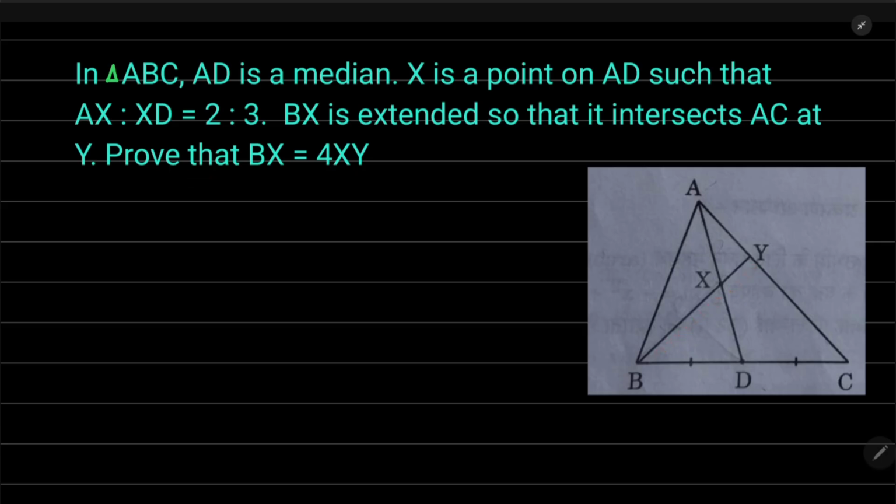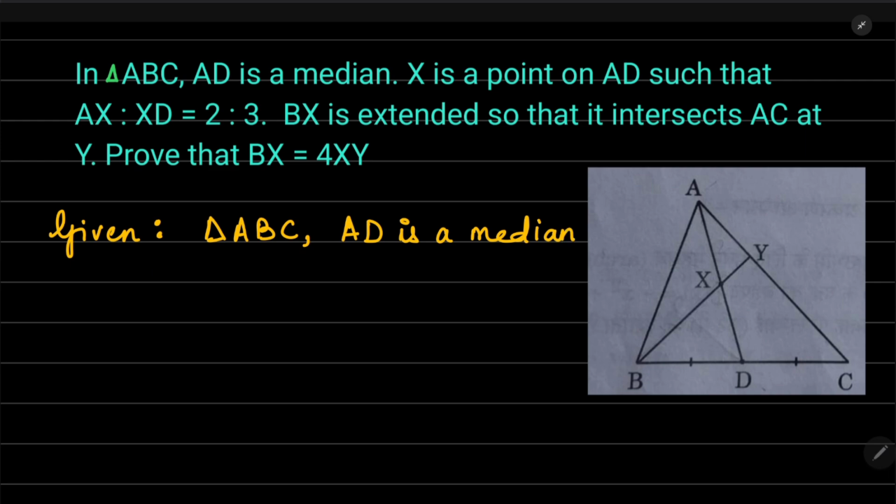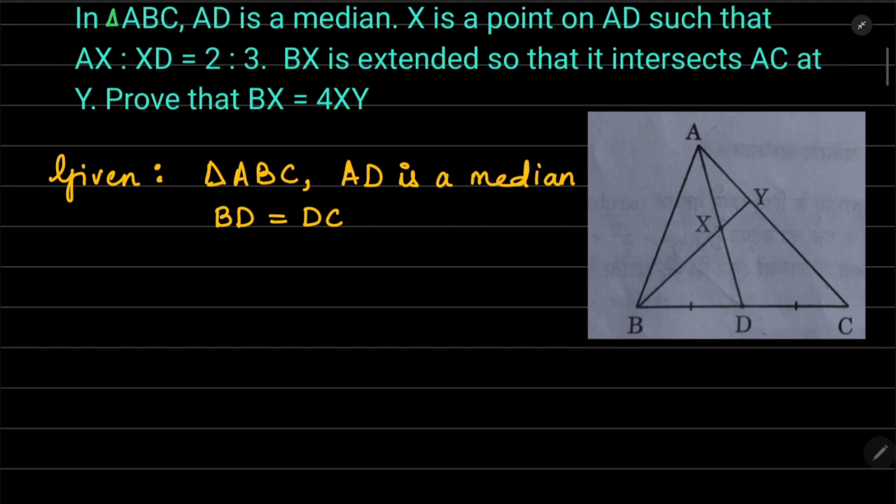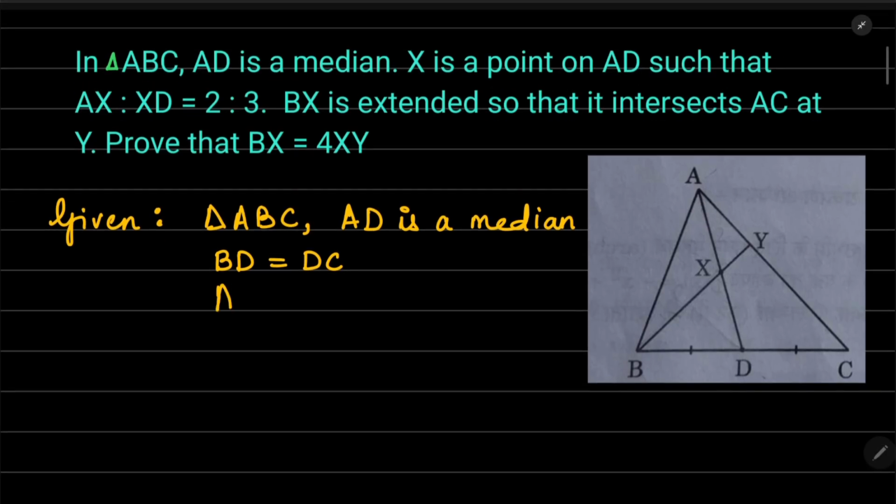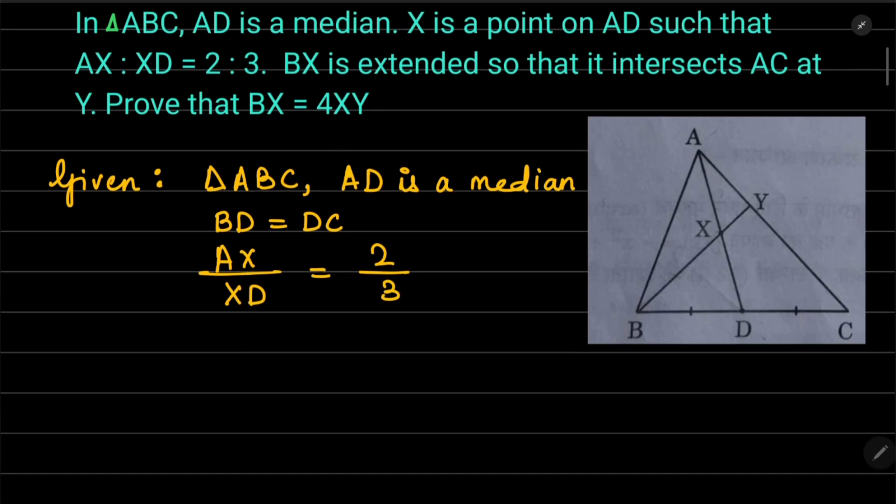So let's go ahead, and whenever you are given such questions, the first thing that you have to do is write given and then whatever is given. You are given triangle ABC, you are given AD is a median. When you have AD as a median, automatically it means that BD equal to DC, right? You are also given AX by XD, the ratio is 2/3. Okay, that's given.